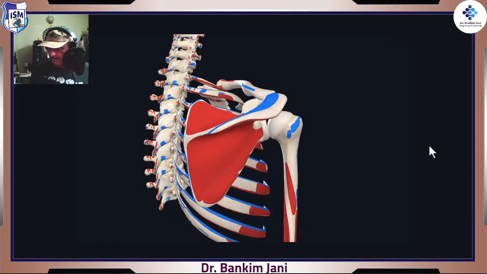Let's see a few muscles, right? Now this would be like a complete orientation. Everything would be crystal clear. This is supraspinatus. This is infraspinatus. No doubt about it. This is teres major. This is that small one, teres minor.